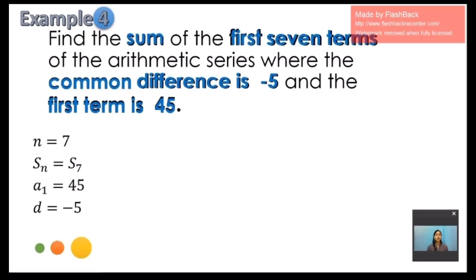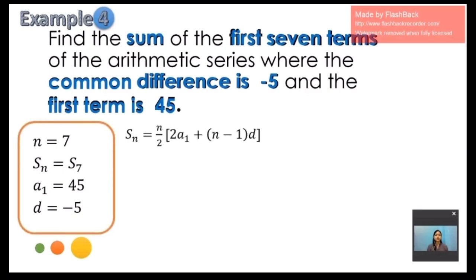So the question is, what is the formula that we can apply here? So you can pause the video and then try to answer the question on your own and then play again this video. So let's solve. So this is the formula that we can use. S sub n is equal to n over 2 times the quantity of 2a sub 1 plus the quantity of n minus 1 times d.